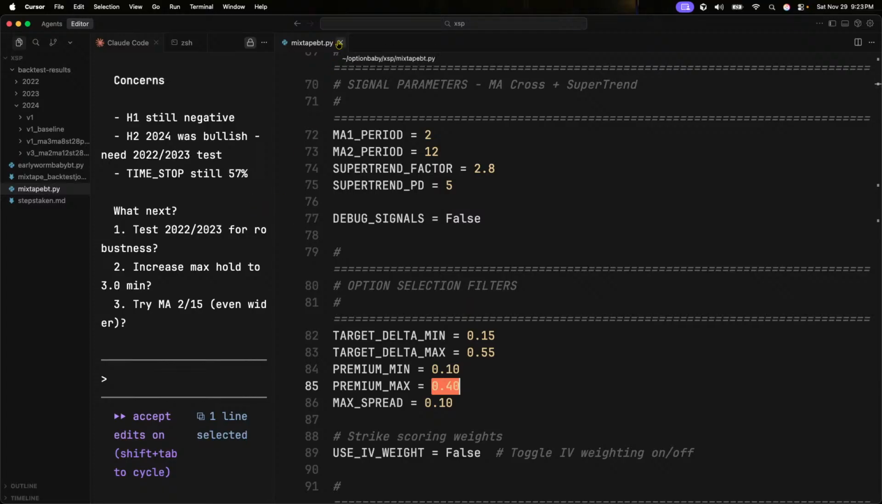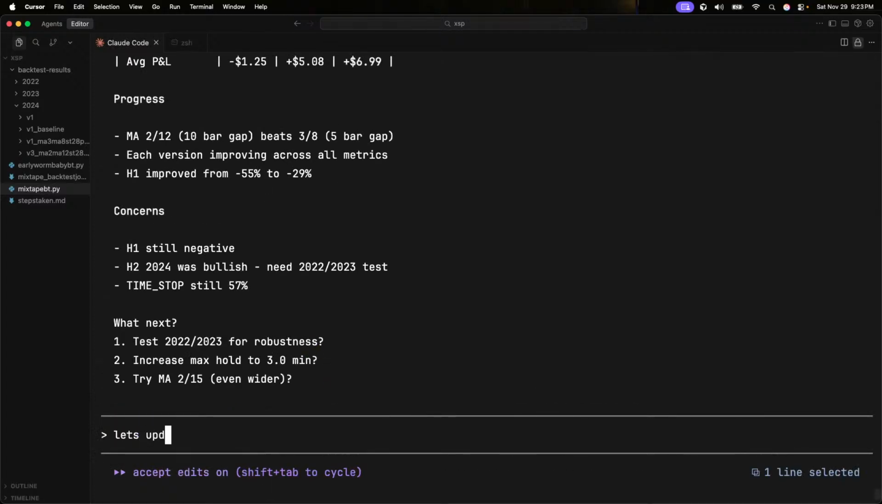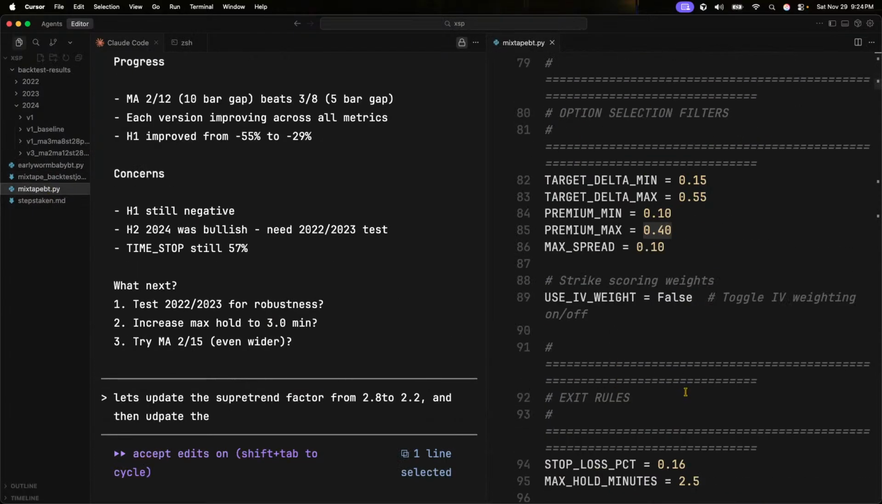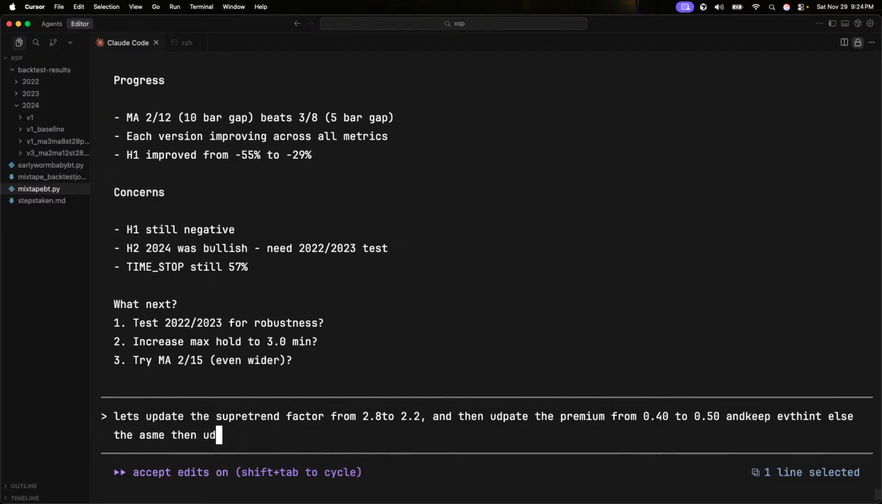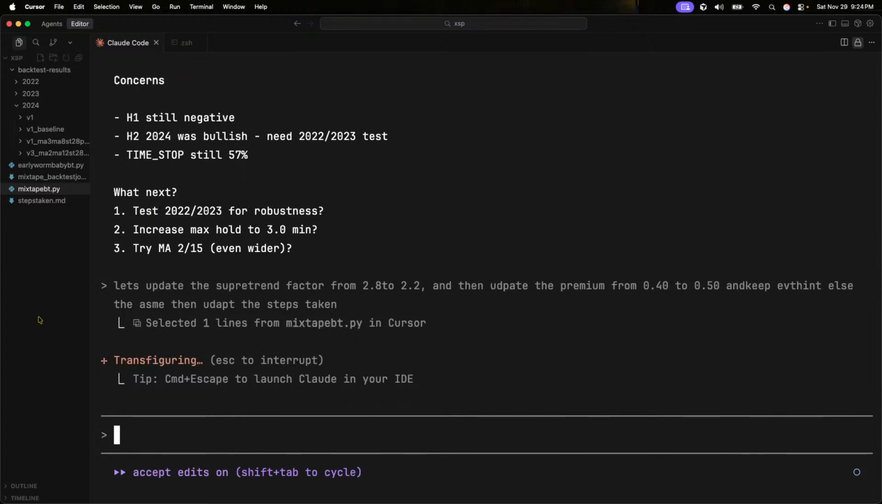All right, let's update the super trend factor from 2.8 to 2.2, and then update the, I just said it, oh, premium. Update the premium from 0.4 to 0.5 and keep everything else the same. Then update the steps taken. All right, beautiful, man.